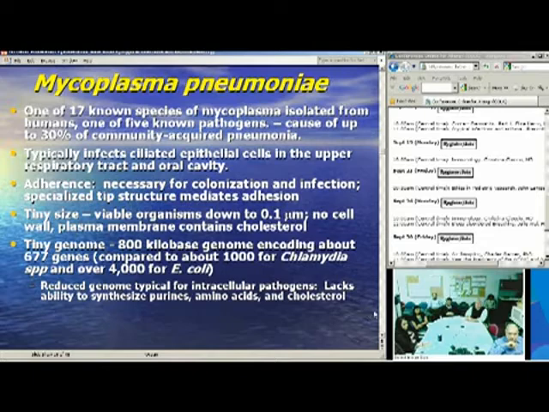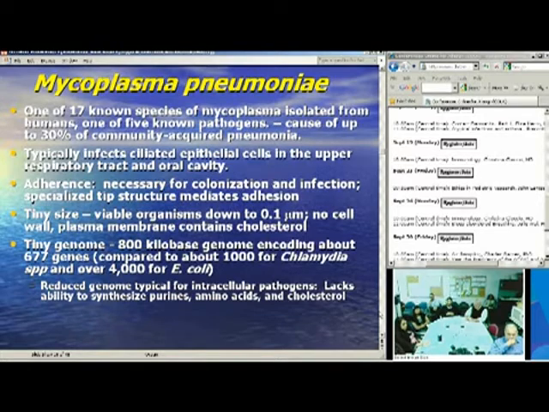Then later found to be an unusual type of bacteria, very difficult to culture, but we've eventually developed very highly enriched culture media so that it can be grown in pure culture. It typically infects ciliated epithelial cells in the upper respiratory tract and oral cavity initially, and then moves into the lower respiratory tract frequently. But the infections can be very pleomorphic. It has to be able to adhere to epithelial cells to cause disease. Mutations that knock out this ability to adhere eliminate pathogenicity in animal models.